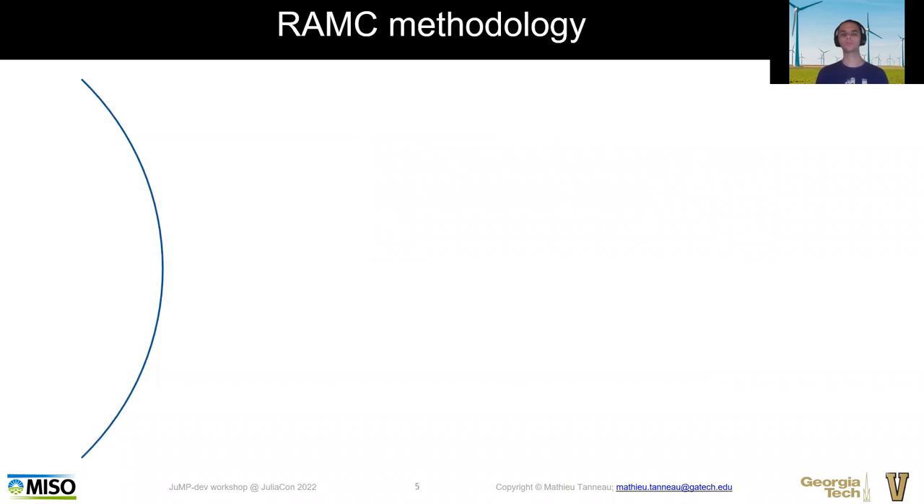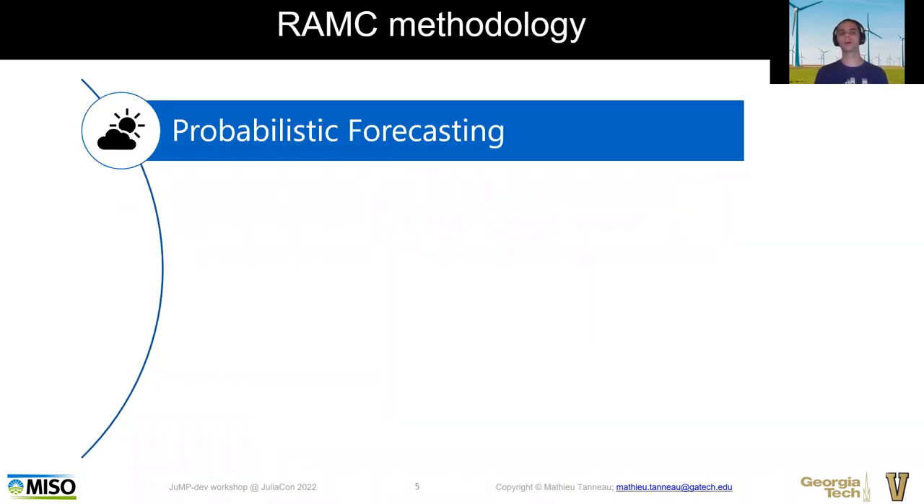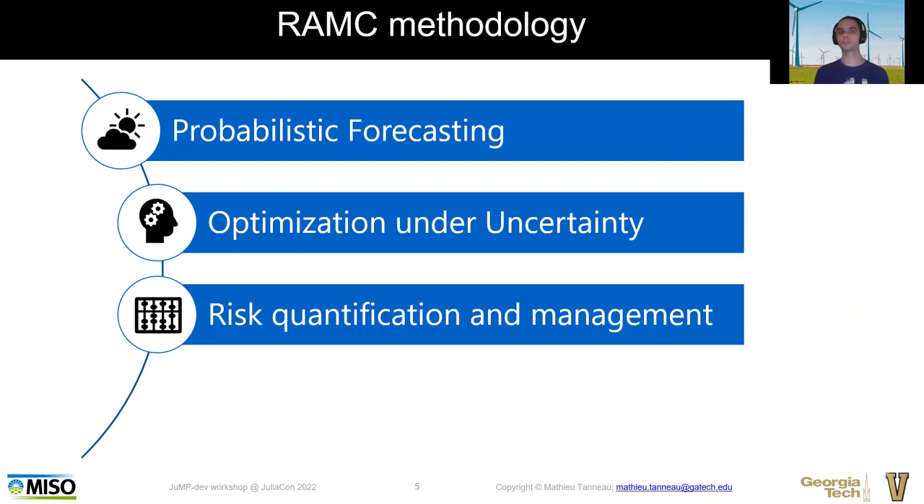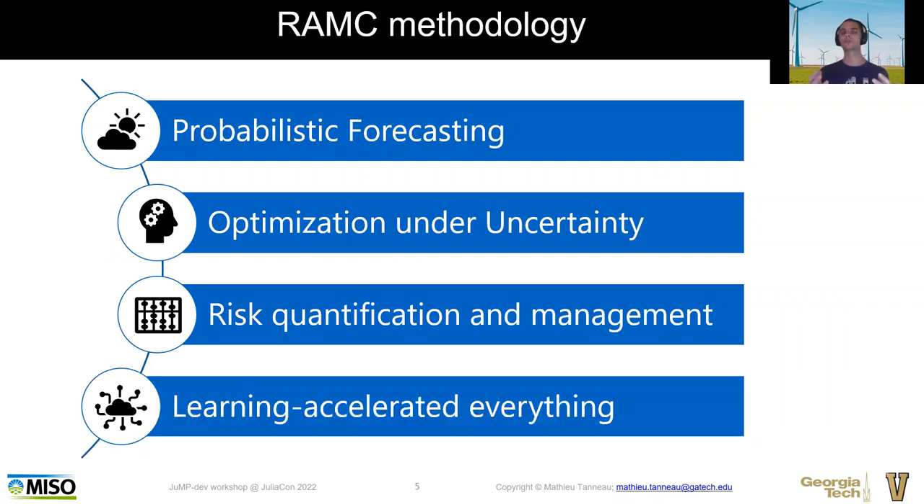There will be no math, and there will be no talk about power systems in the discussion today. What we try to do in RAMC rests upon 4 methodological pillars. The first one is probabilistic forecasting. Second one is optimization under uncertainty. Then we have risk quantification and management. And finally, putting machine learning into everything to accelerate all these different tools.